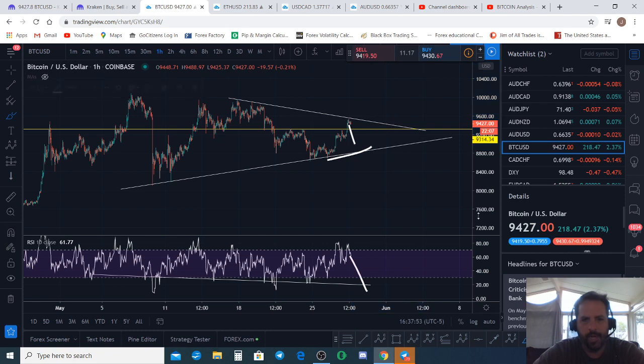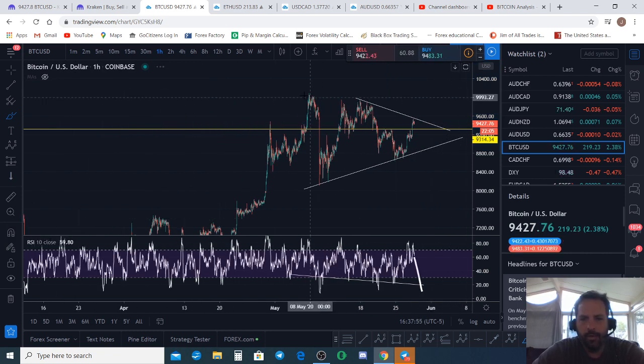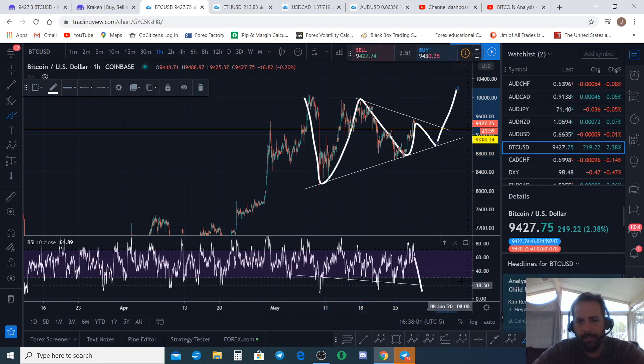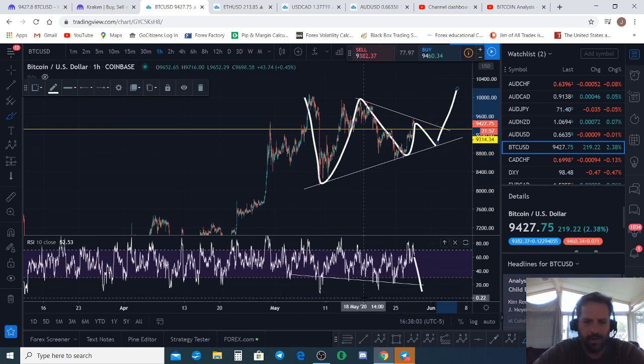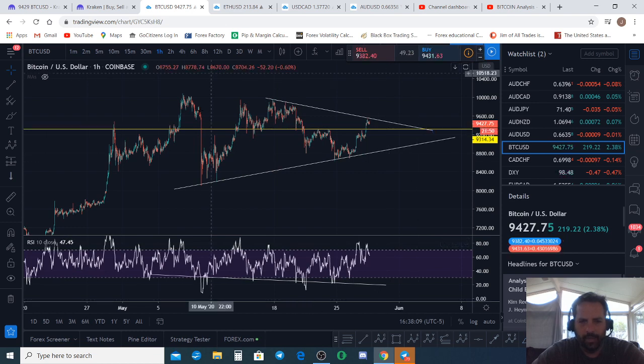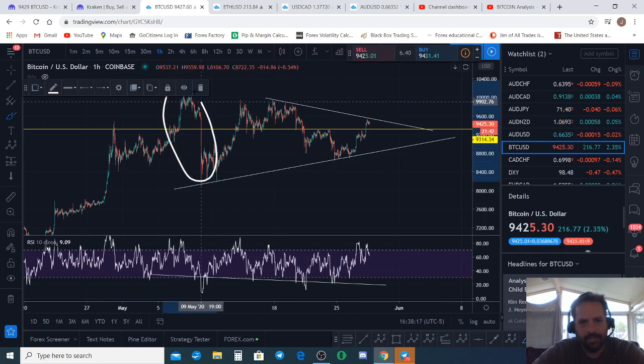Okay, potential. We do have a potential triangle in the works here, and that might give us basically our divergence. Now, the only problem I have with the triangle is that we don't see the same triangle in the RSI. Usually I like to see the triangle in the RSI as well as in price, but not seeing that. The other problem I have with it is that a triangle has to be made of 3 waves. I really have a hard time with this as 3 waves.